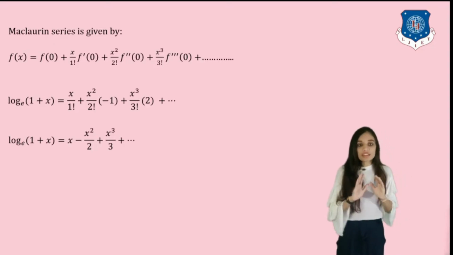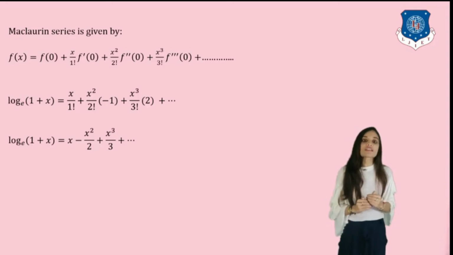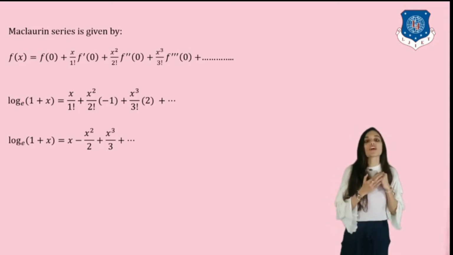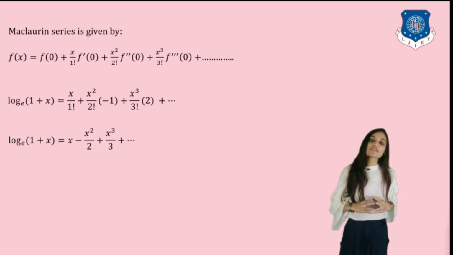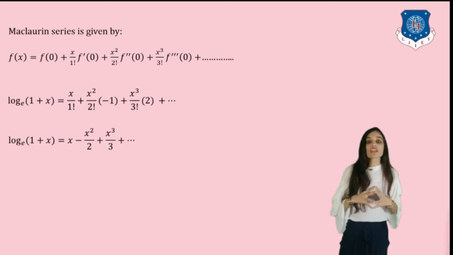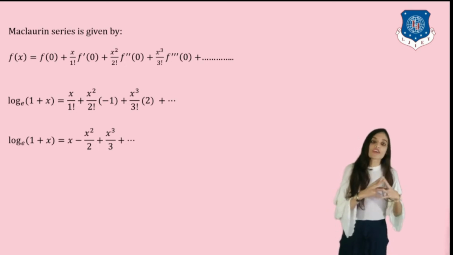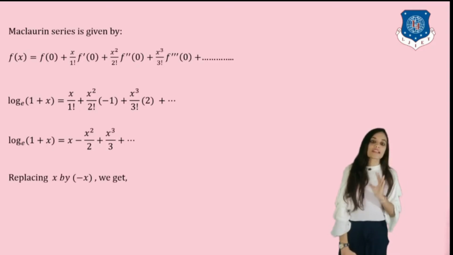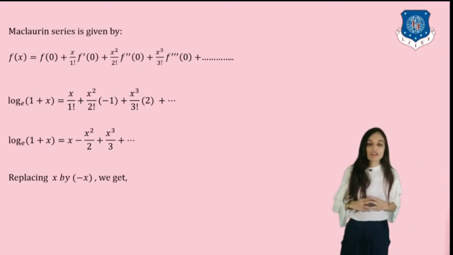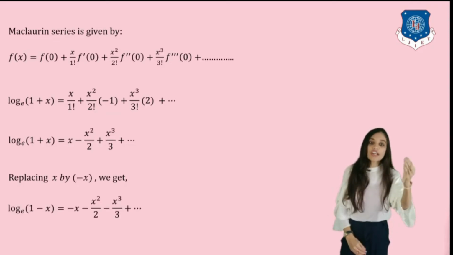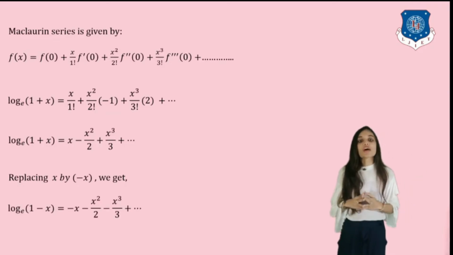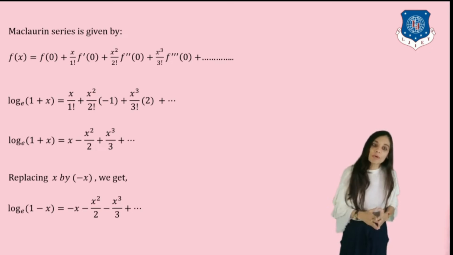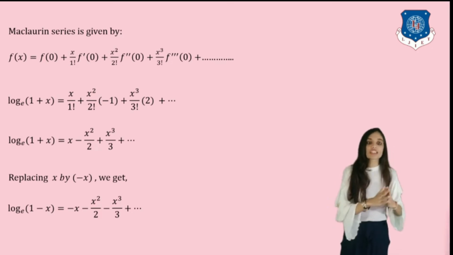Now what is our task? We have to find the Maclaurin series of log of 1 plus x upon 1 minus x. So firstly what we will do is, we will find the Maclaurin series of log 1 minus x. So we just have to replace x by minus x. So what you will get? Log 1 minus x is equal to minus x minus x square upon 2 minus x cube upon 3 and so on.